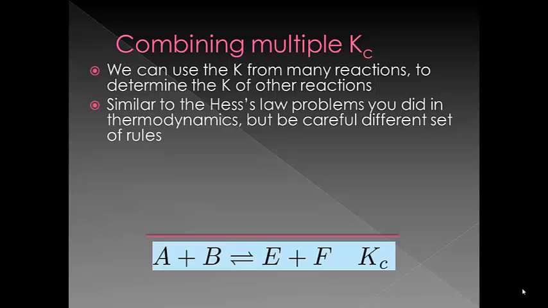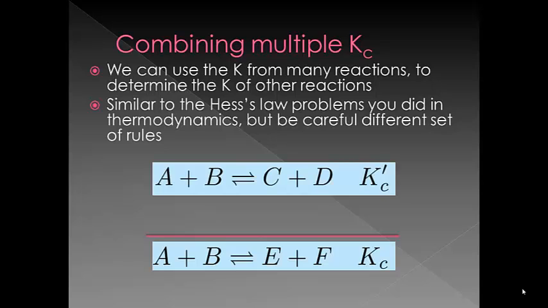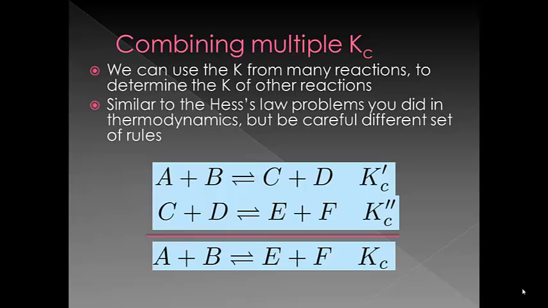Let's say we're trying to solve for this equation's Kc, but we can't measure all the things that we need to find it. Well, if we have these two reactions, and we know their Kc's, we can see that C and D will cancel out, adding to the final reaction. So if we know the Kc prime and the Kc double prime here, we can find the Kc of the reaction that it adds to simply by multiplying them together.